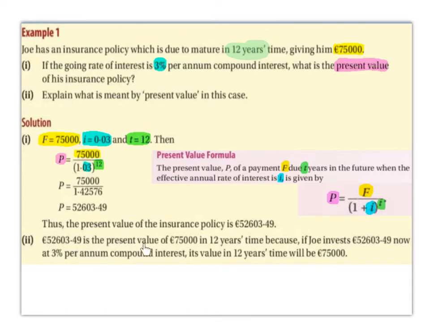€52,603.49 is the present value of €75,000 in 12 years' time, because if Joe invests €52,603.49 now at 3% per annum per year compound interest, its value in 12 years' time will be €75,000.